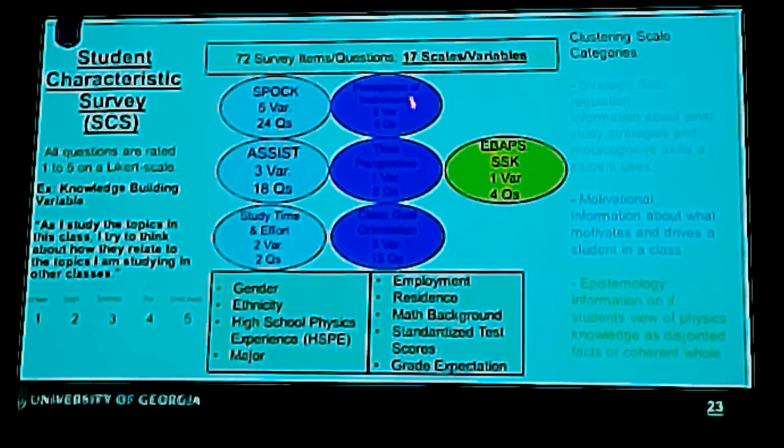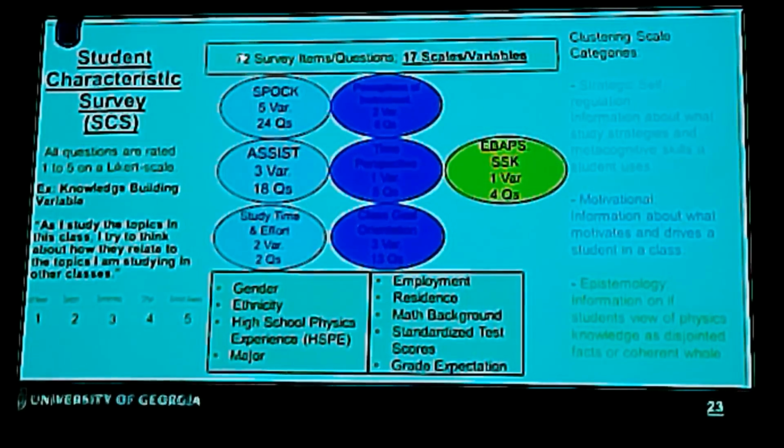We also ask questions about motivations, so what motivates them in the class. We also asked a little bit, though it ended up not being too reliable of a scale, but we took a couple of questions from a survey that tries to get at epistemology. What are students' views of physics knowledge in their class? Do they think it's a set of coherent things that work together, or is it just a bunch of facts strung together that I'm supposed to remember on an exam? So that sort of dichotomy, getting a measure of that.